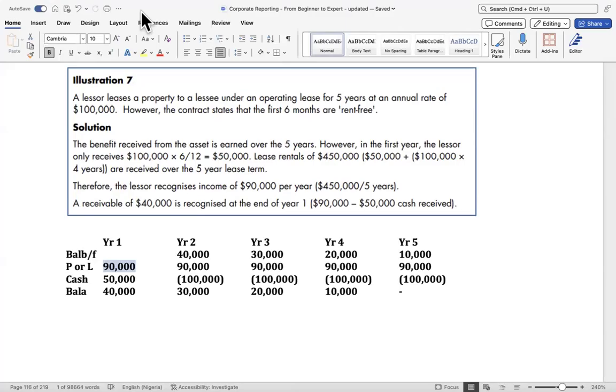What's the double entry for this 90,000? Debit cash, because cash is coming in, 50,000. Then one person: debit receivable, 40,000.